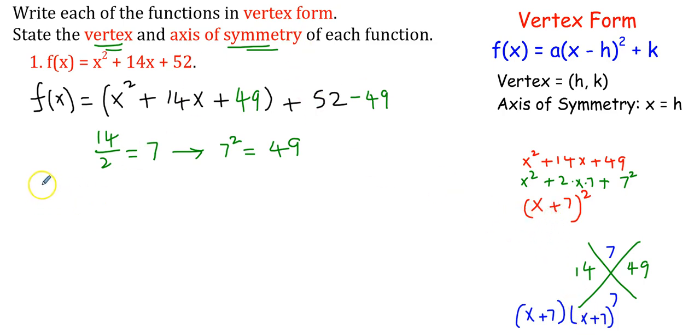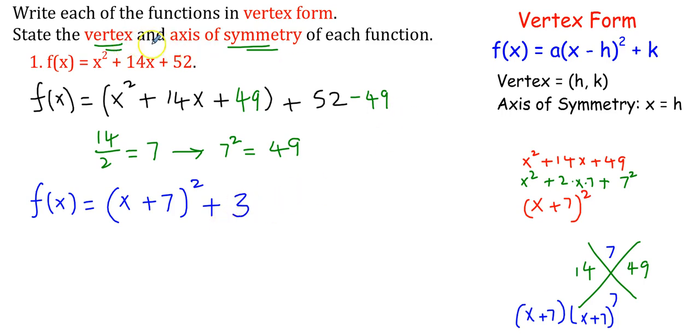Any method is fine. So f of x is equal to (x plus 7) whole square plus, I have to simplify this if possible, 52 minus 49. That is, take away 49 from 52 to give you 3. Right? So this function f of x equals x square plus 14x plus 52 is changed to (x plus 7) whole square plus 3. We are not done yet.